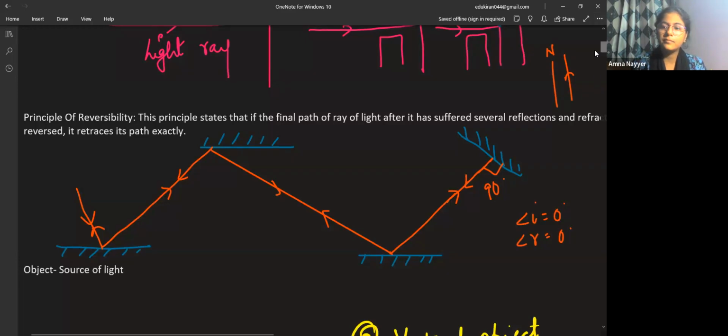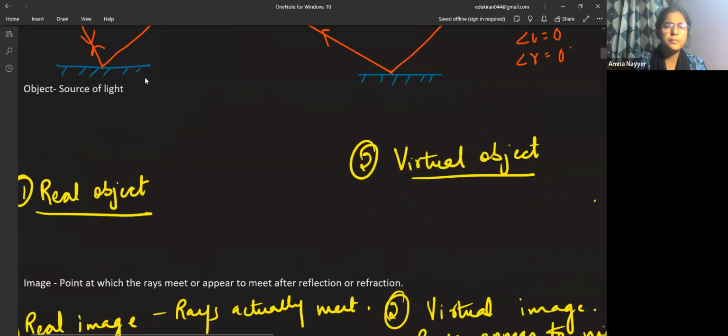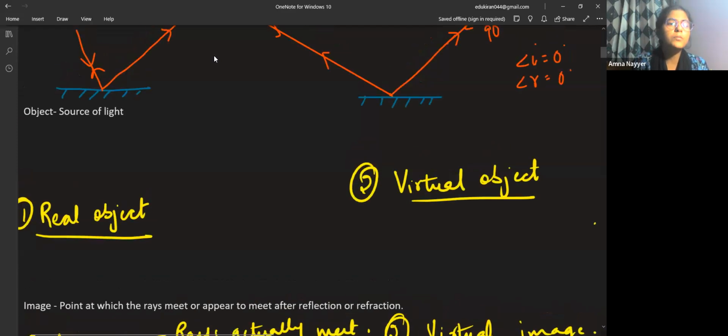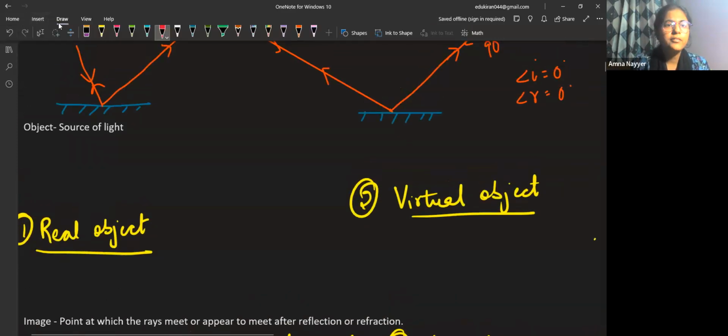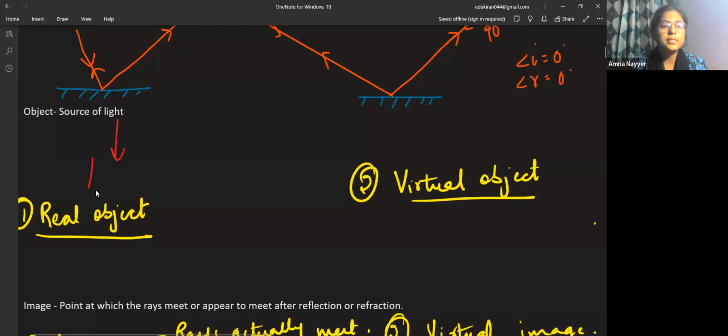Fine. Now some more basic points. When we are talking about objects, an object basically means a source of light. Objects are of two types. Objects can be luminous. Now what are luminous objects? When I say source of light, like this tube light, it is emitting its own light. All the bulbs, lamps, street lights, tube lights, everything. These are luminous objects because they are able to emit their own light.